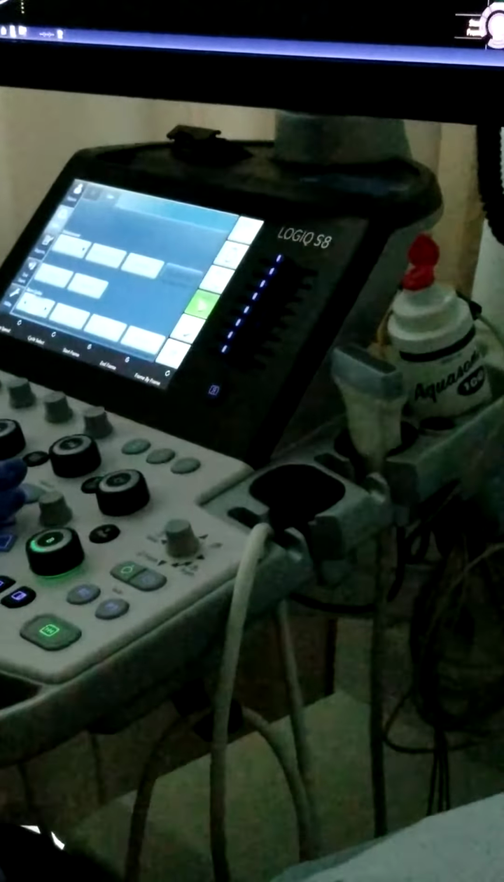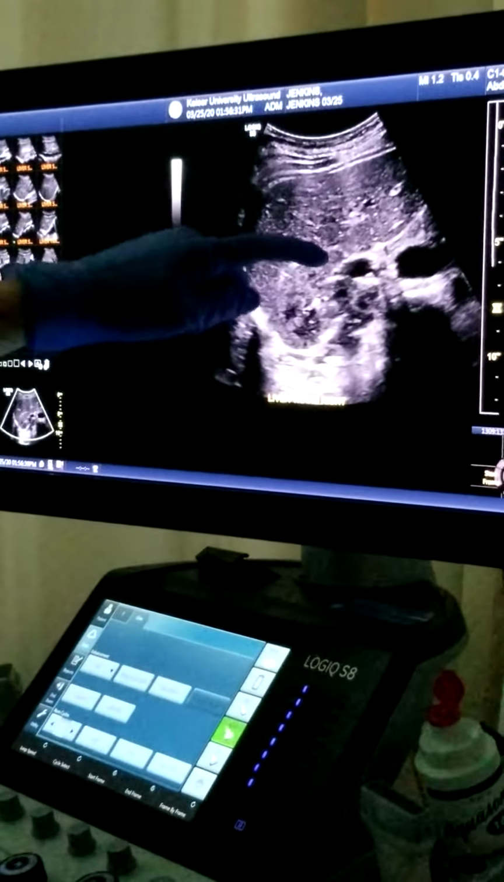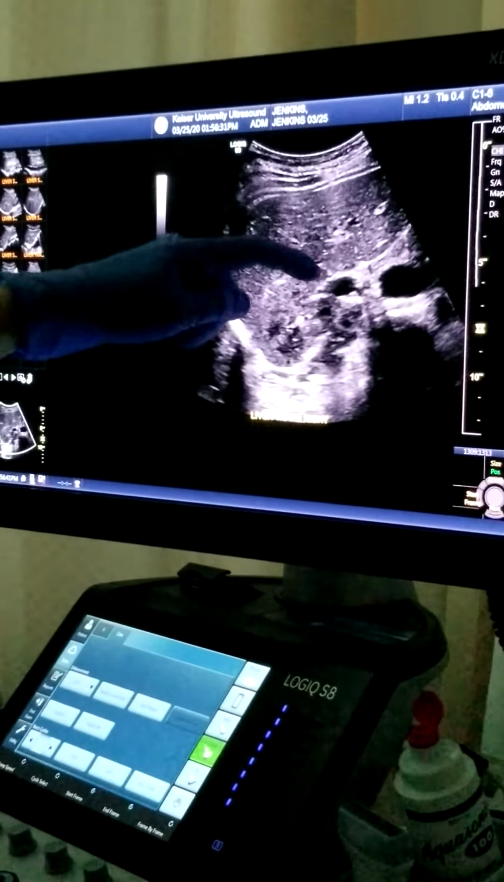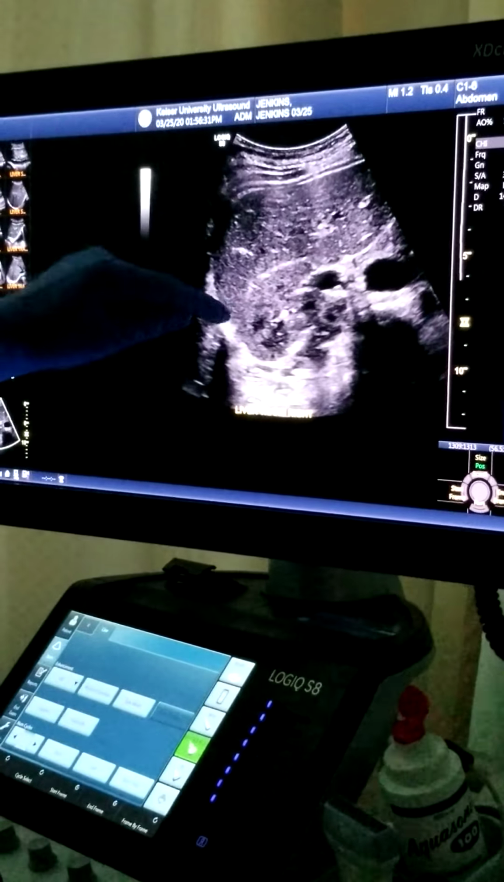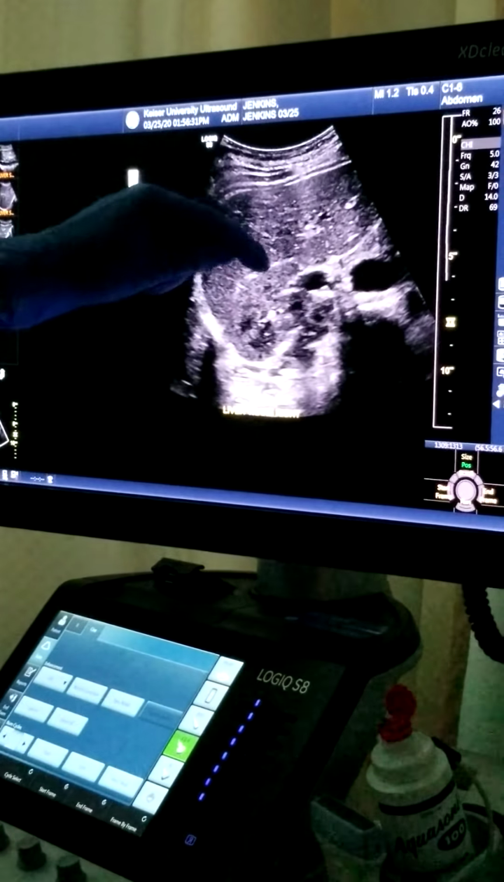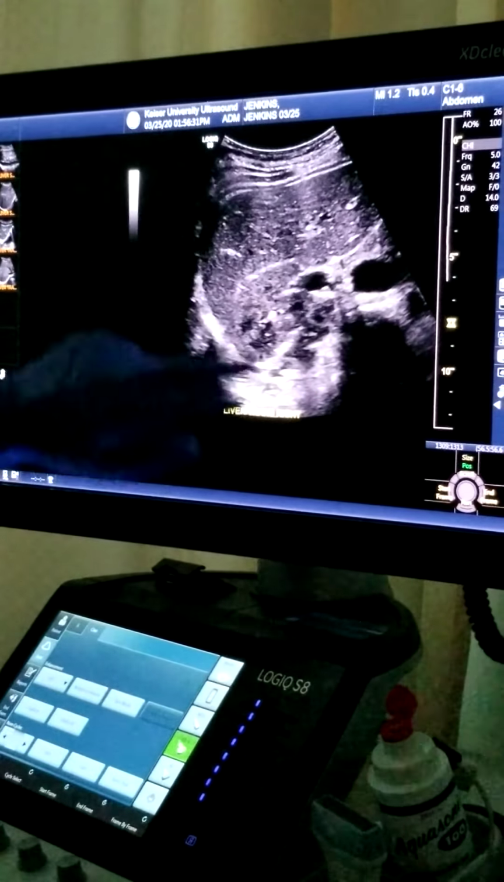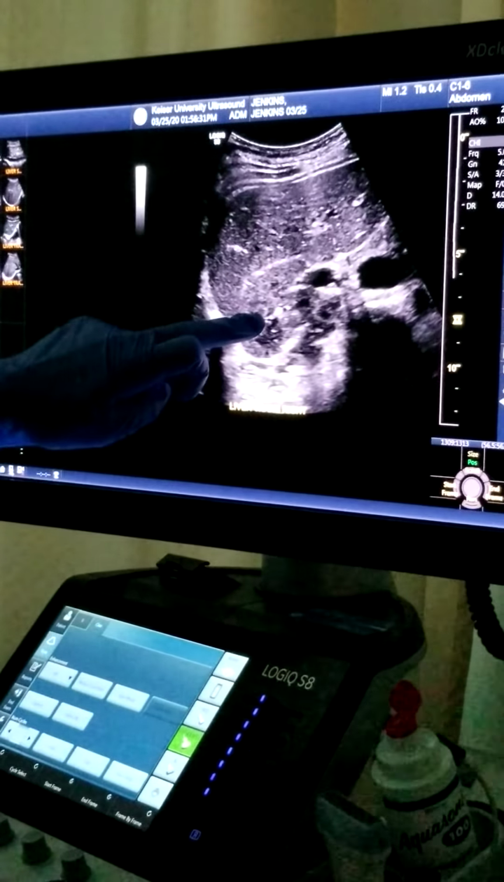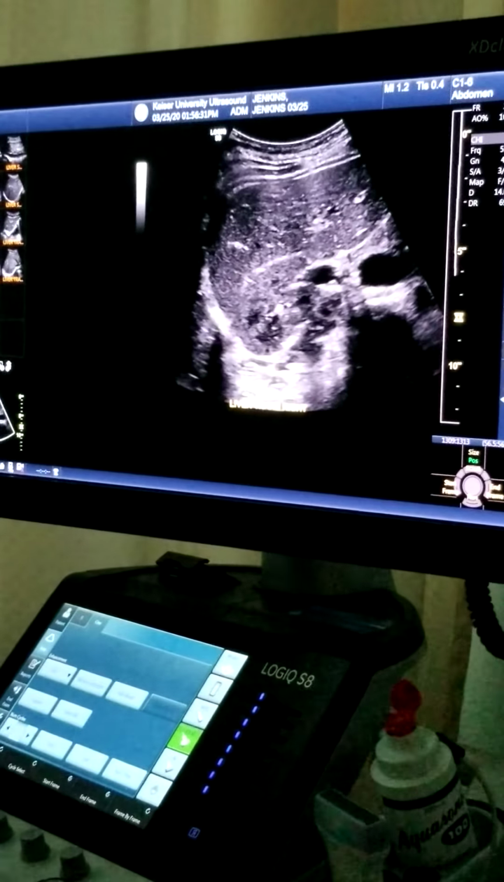All right, so we can see the right kidney here in axial view, and then here is your liver. So again, here is that potential space right here called Morrison's pouch. And we're comparing the echogenicity of these two organs as well as assessing Morrison's pouch.